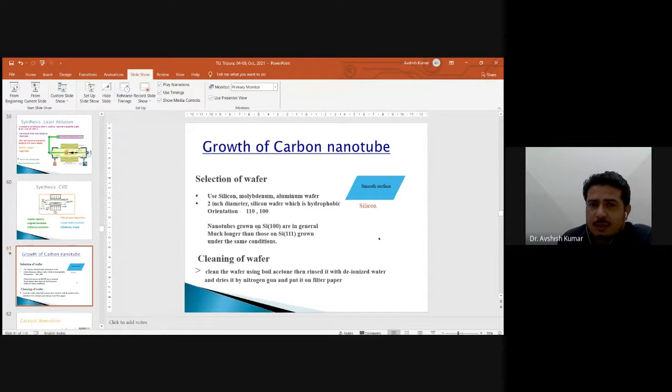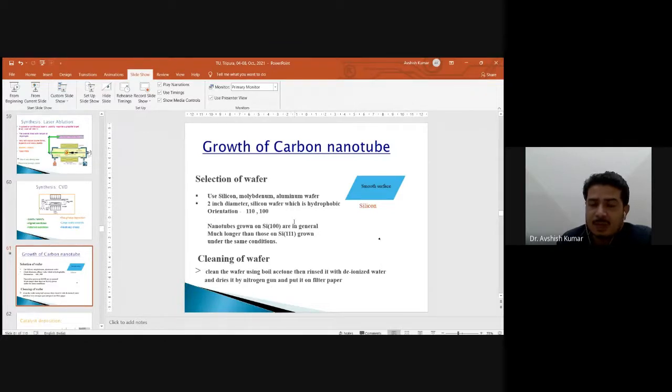And nanotubes grown on silicon are in general much longer than those on other wafers. So these are our optimized parameters. When I was at Jamia a few years back, I worked a lot on these and published a lot of papers on them. Cleaning of the wafer is another important part when you are going to synthesize carbon nanotubes, particularly with the CVD technique.